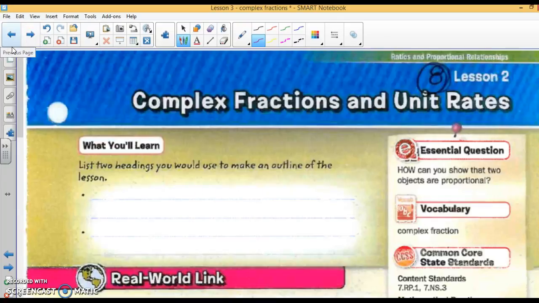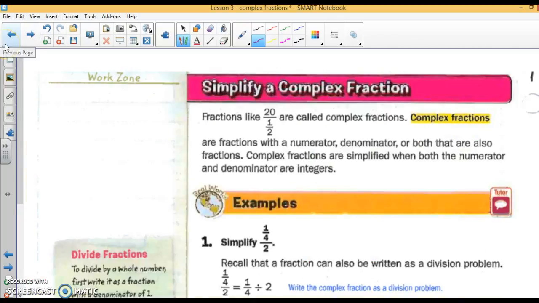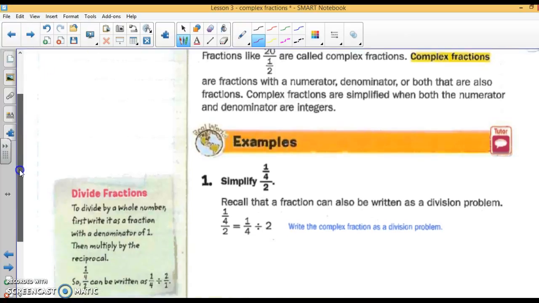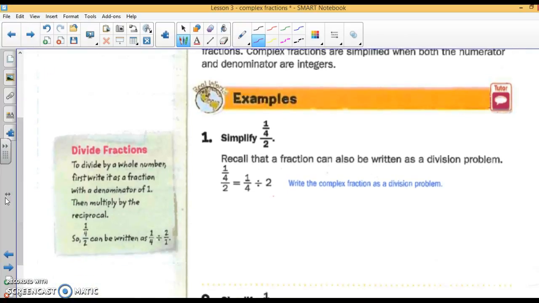All right, now, you should be on page 9 in your note packet. We are talking about complex fractions. And we've already done some of this. You know what a complex fraction is. It's division. So, this problem, simplify 1/4 divided by 2. That's 1/4 divided by 2. So, keep, switch, flip. That's 1/8.